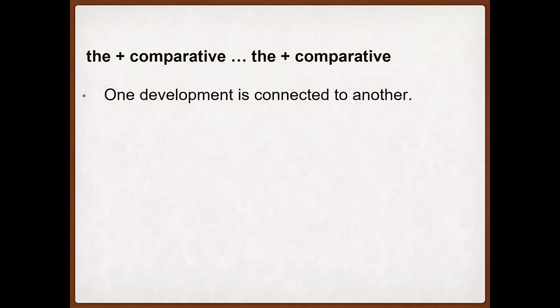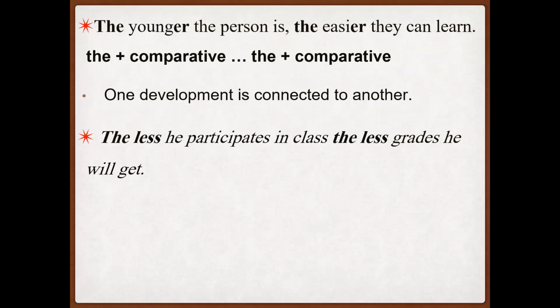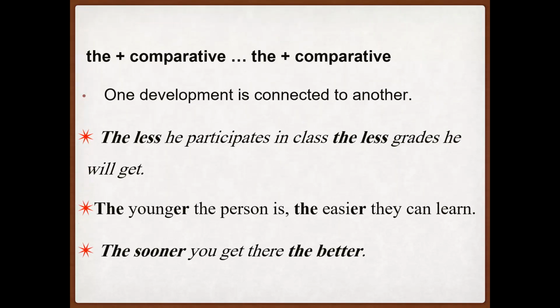We also use the plus comparative to say that one development is connected to another. For example, the less he participates in class, the lower grades he will get. The younger the person is, the easier they can learn. The sooner you get there, the better.